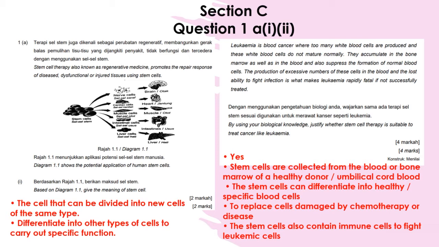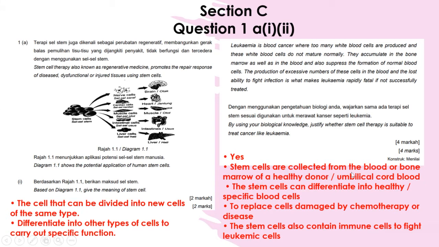Since we have discussed stem cell therapy, which is able to divide into new cells and differentiate into other types of cells to carry out specific functions, the answer is agree, or yes. Yes, stem cell therapy is suitable to treat cancer like leukemia. When you write yes or agree, that is the first point, your choice. Next we go to the points to support your choice.